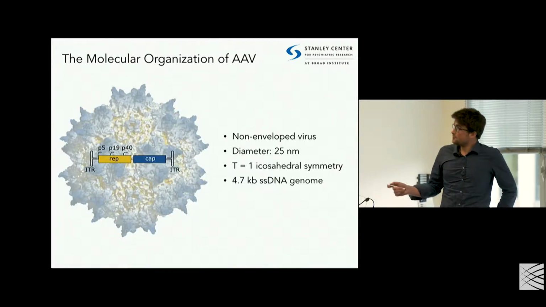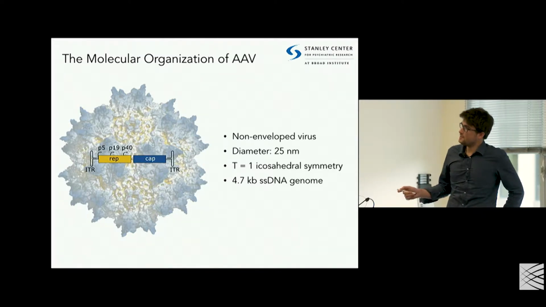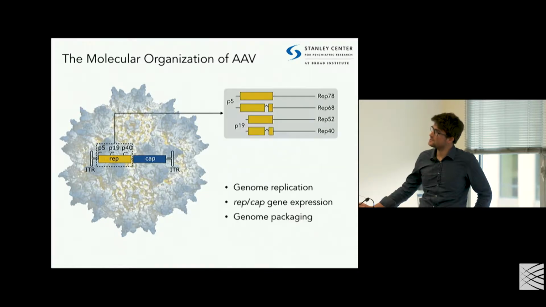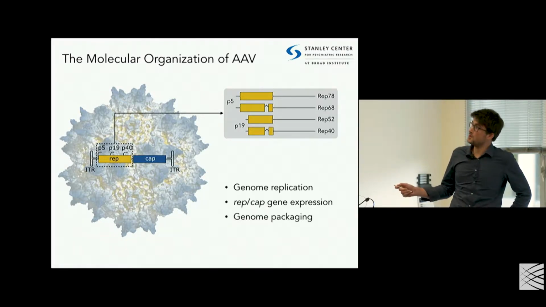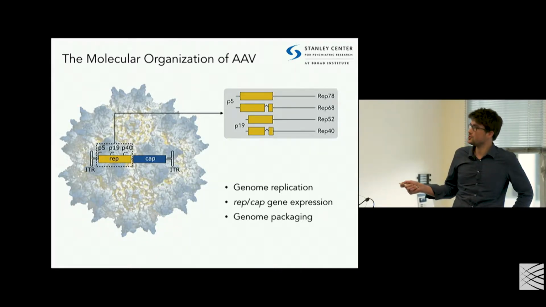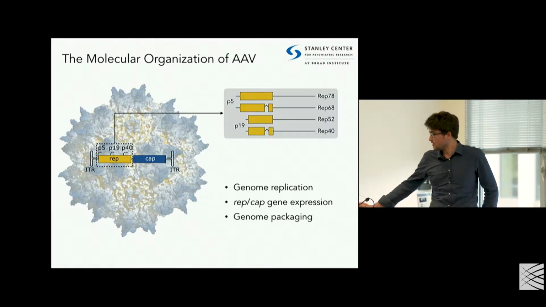If you look inside, you'll find a 4.7 kb ssDNA genome that contains two main genes, rep and cap, flanked by inverted terminal repeats. Rep encodes four multifunctional proteins, Rep 78, 68, 52, and 40, that are driven by the P5 and the P19 promoters, respectively. They are necessary for genome replication, rep and cap gene expression, as well as genome packaging.